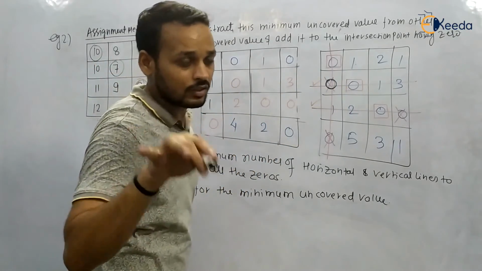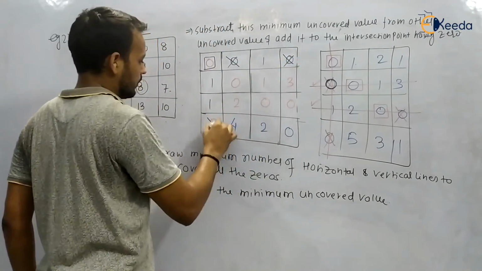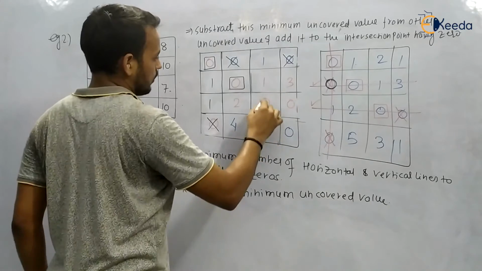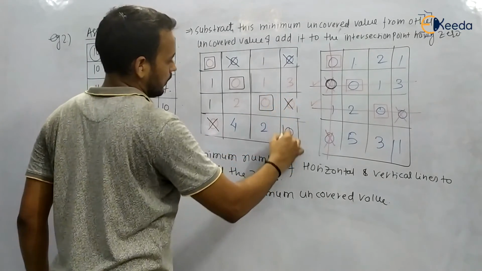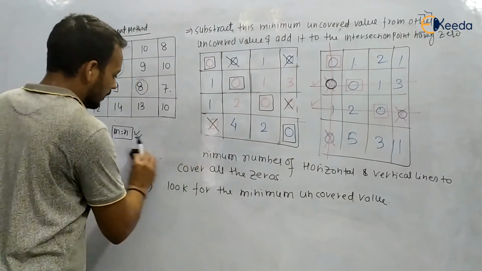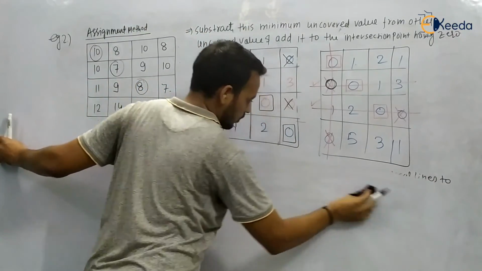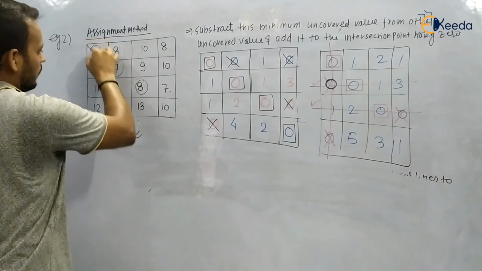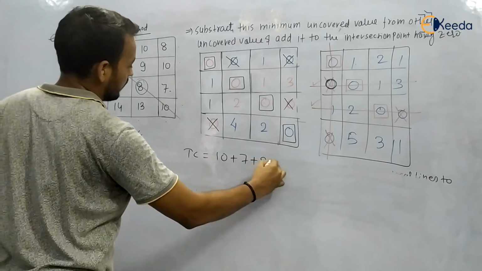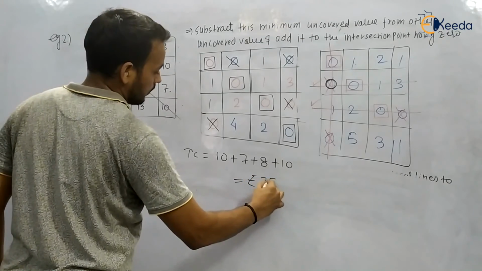Now try to select the unique 0. Select this first, and this will be rejected. Now we select this one, no rejection. Now we select this one, this will be rejected, and we select this one. In this way we have found our unique zeros. Now just add the diagonal elements. The transportation cost is 10 plus 7 plus 8 plus 10, which is 35 rupees.